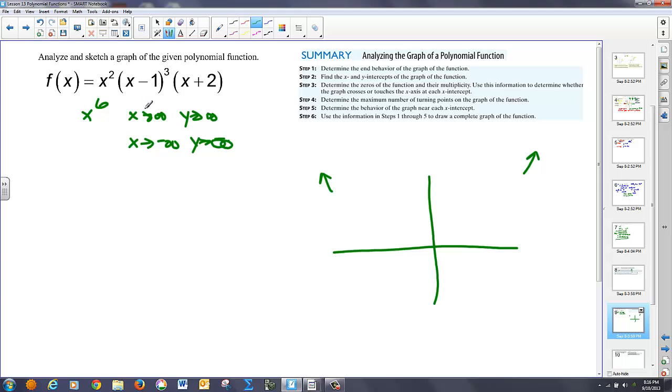All right. Now it says I have intercepts. Well, I have an x-intercept when this is equal to 0. Remember, set y equal to 0 to find your x-intercepts. And I have an intercept at 0, positive 1, and negative 2.